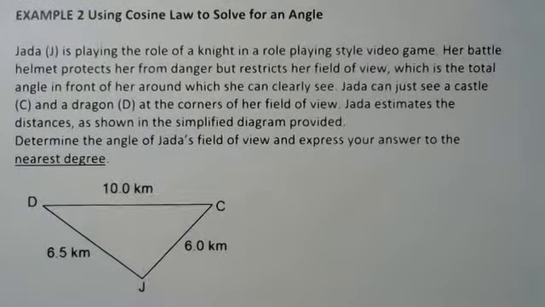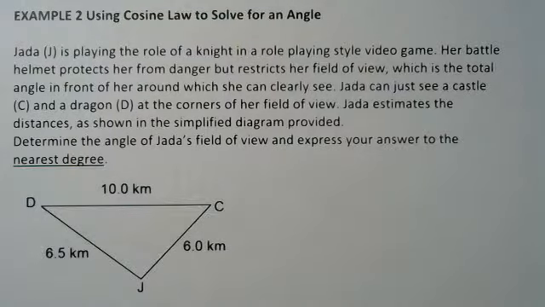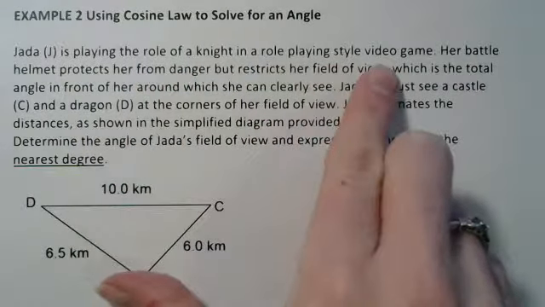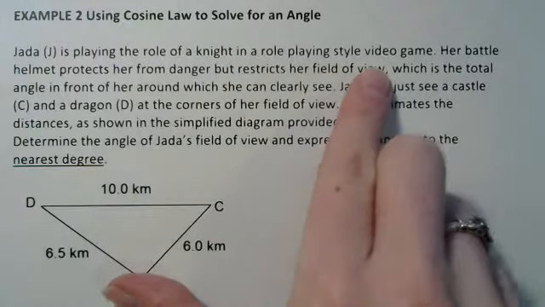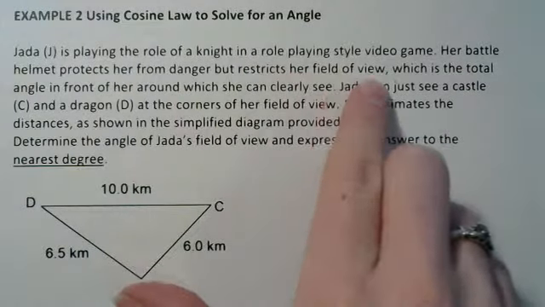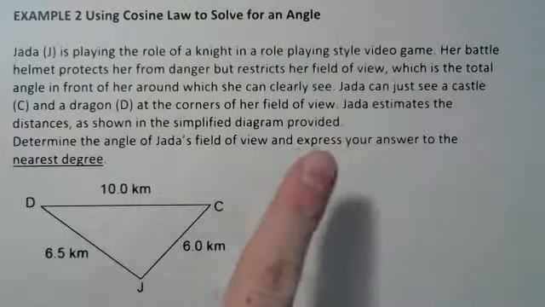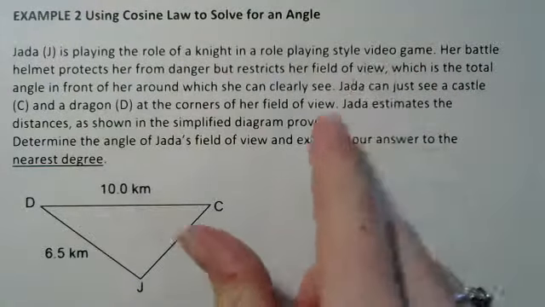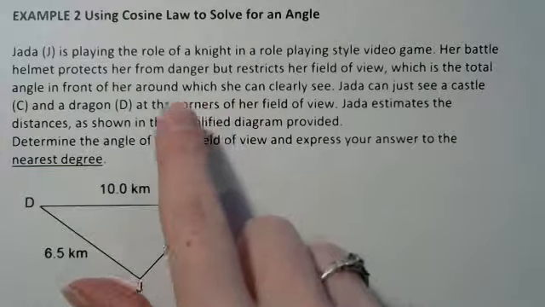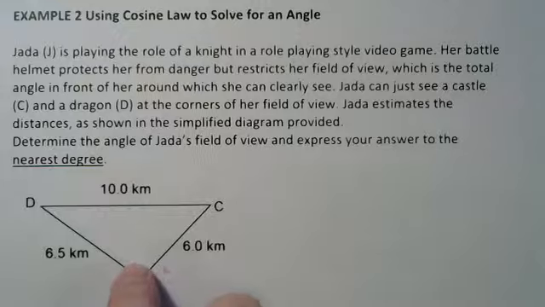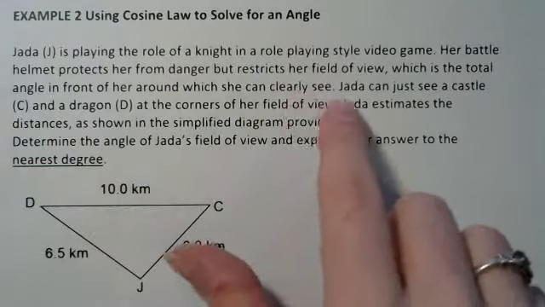Okay. So this is a situation we have here where Jada, who is represented in this diagram by J, is playing the role of a knight in a role-playing style video game. Her battle helmet protects her from danger but restricts her field of view. So basically something's covering the sides of her eyes to protect her, but at the same time now she can only see in a certain window. Okay. So the total angle in front of her, which she can clearly see, is right here. So that's her angle of vision.